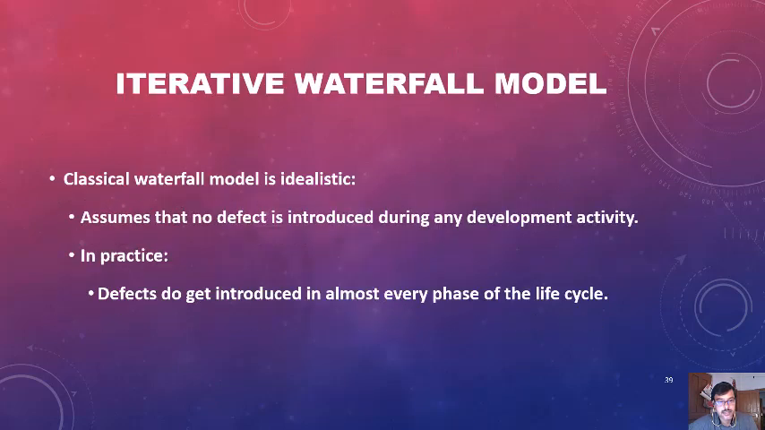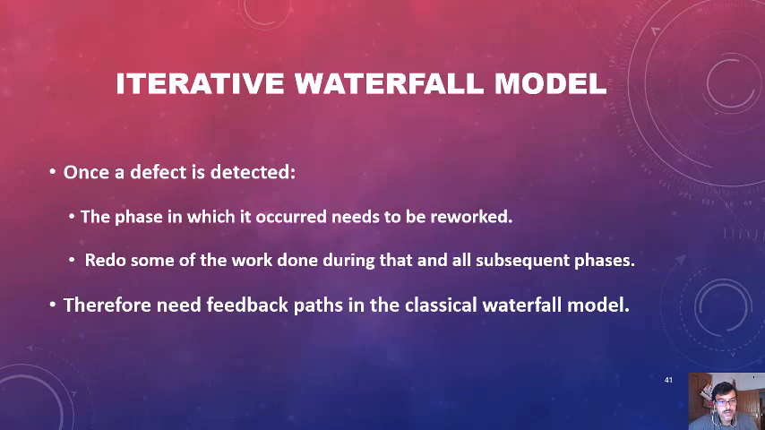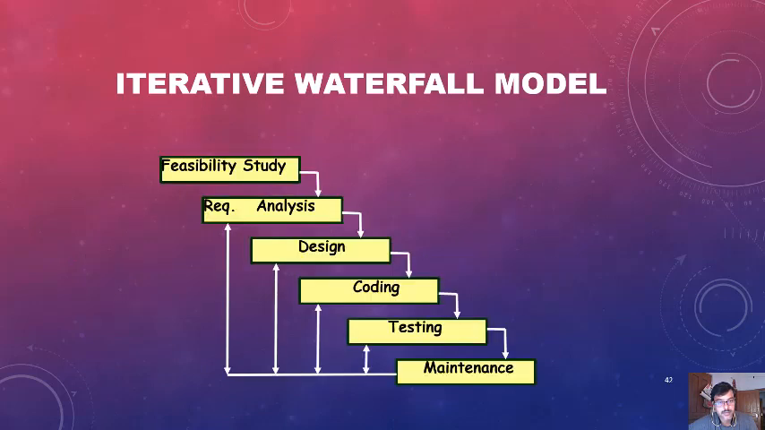In the waterfall model, if this type of problem is found in the final stage, then once a defect is detected, the phase in which it occurred needs to be reworked, redoing some of the work done during that phase, and all subsequent phases. Therefore we need feedback paths in the classical waterfall model, and this solution, the feedback paths added into the classical waterfall model, we call an iterative waterfall model.